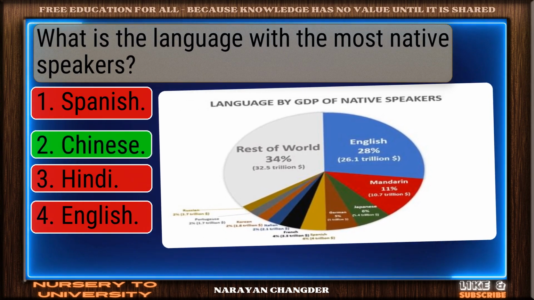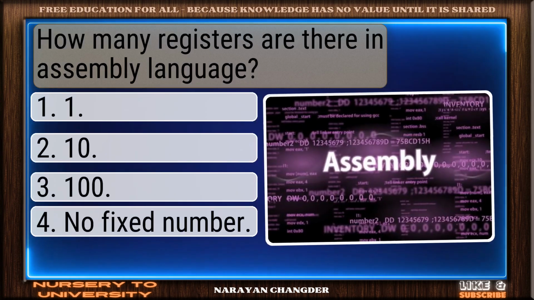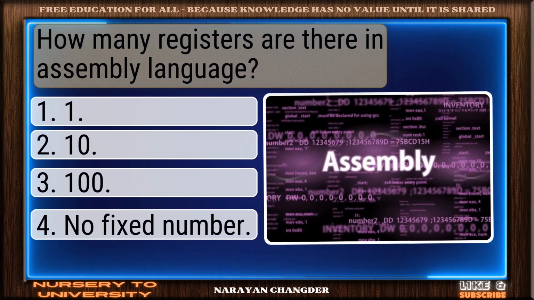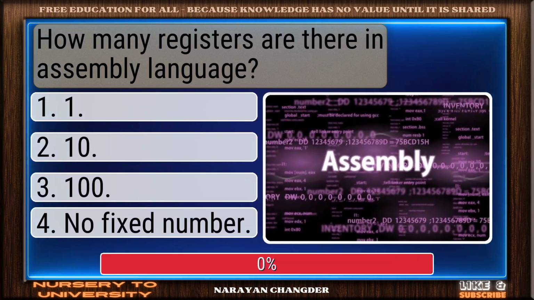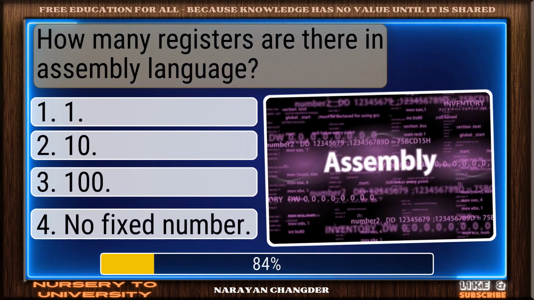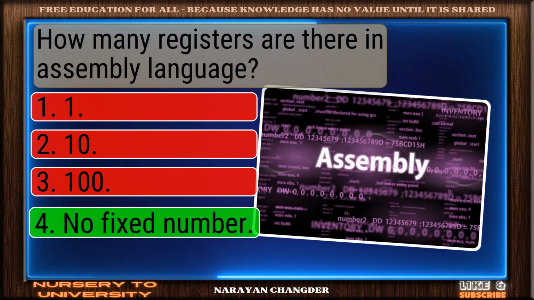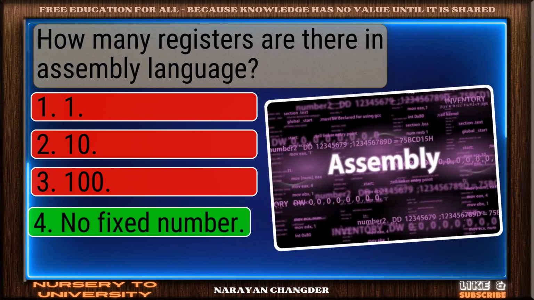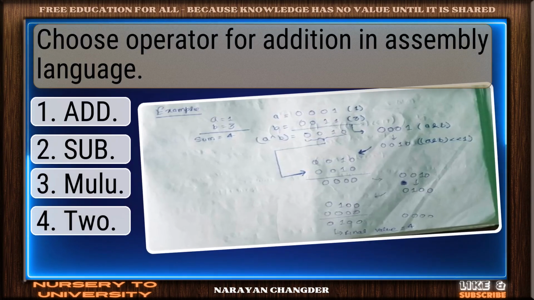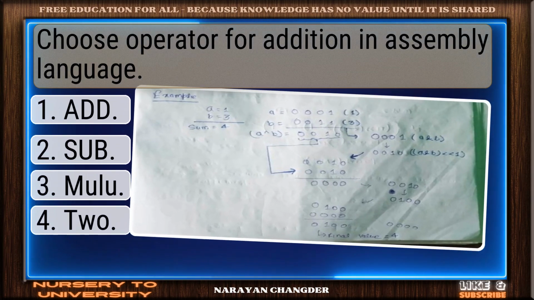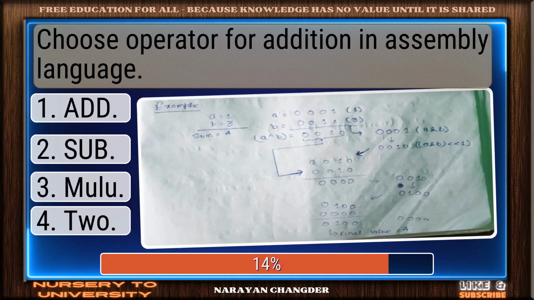Nicely done. Chinese is a solid answer. Question number 49. How many registers are there in assembly language? Correct response. No fixed number is the most accurate answer. Question number 50. Choose operator for addition in assembly language.